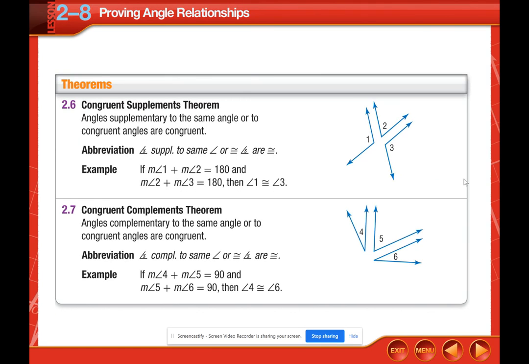Okay, two more theorems. Congruent supplements theorem: angles supplementary to the same angle, or to congruent angles, are congruent. We also have the congruent complements theorem: angles that are complementary to the same angle or to congruent angles are congruent. Make sure that you print out a copy of the formula and postulate reference guide, where all of these are available for easy reference.